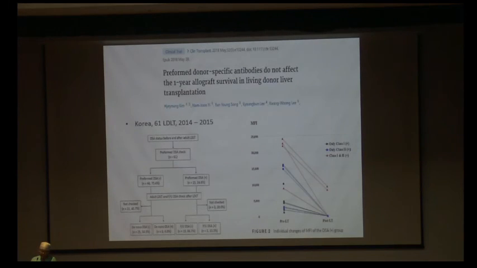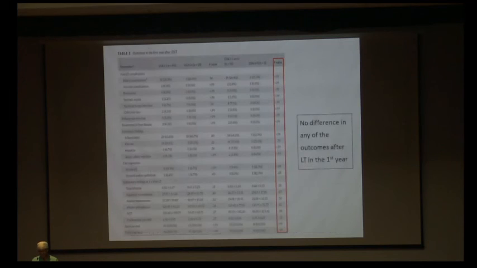Again, there is a paper against it, on preformed donor specific antibodies, and even if there are preformed donor specific antibodies, it doesn't affect 1 year allograft survival in live donor liver transplantation. This was a study from Korea, 61 patients. What they showed was the level of DSA decreased after liver transplantation. This might be because the liver is a very big organ and it can accommodate a lot of antibodies before they manifest as a clinical problem. And again they showed there was no difference.